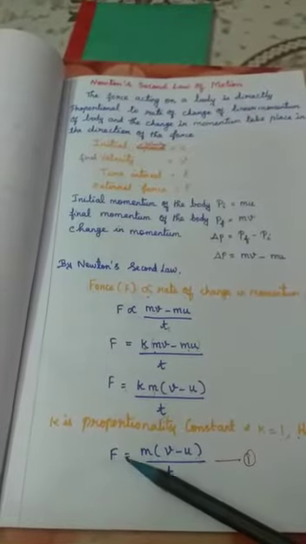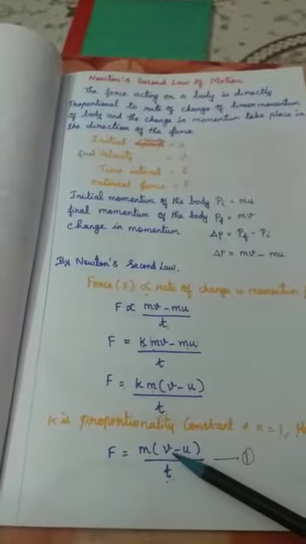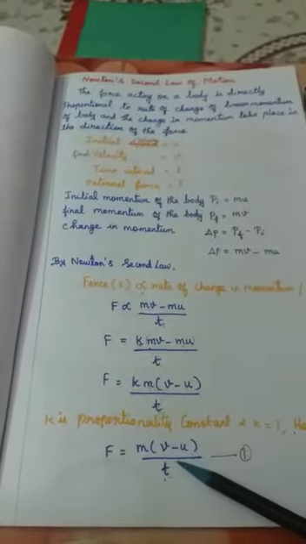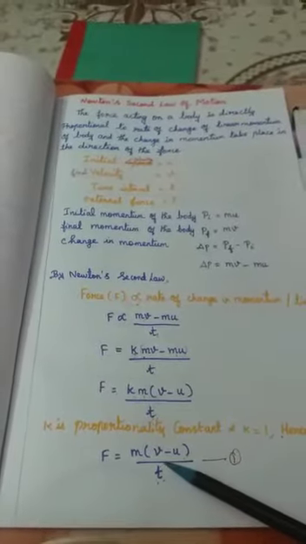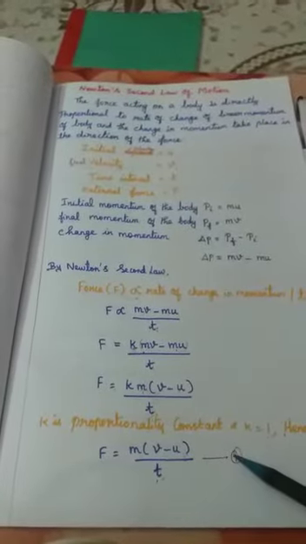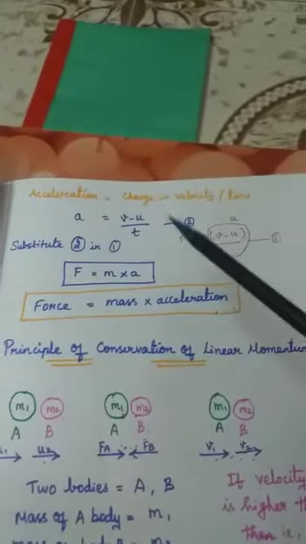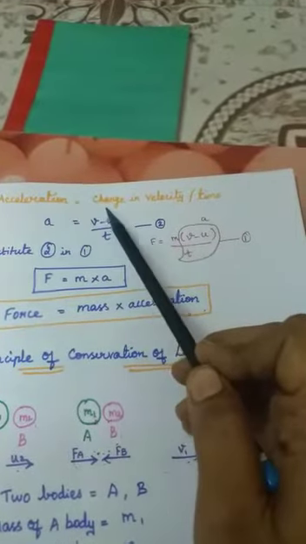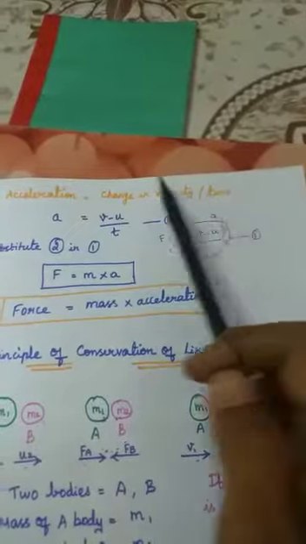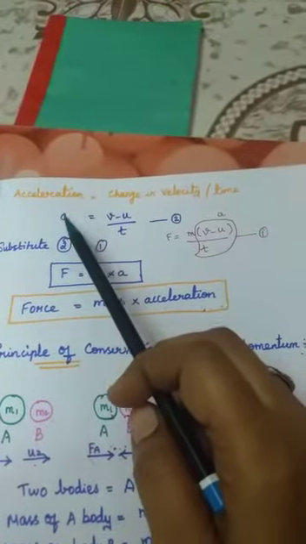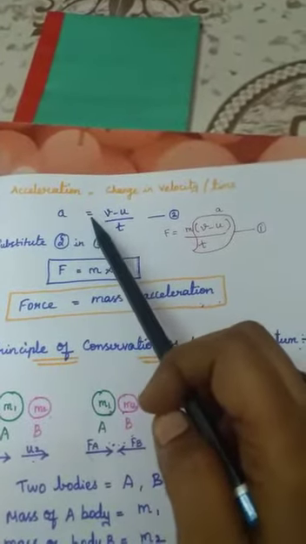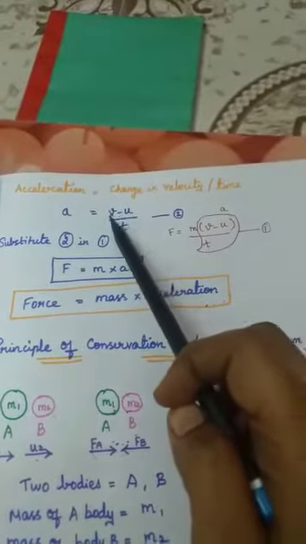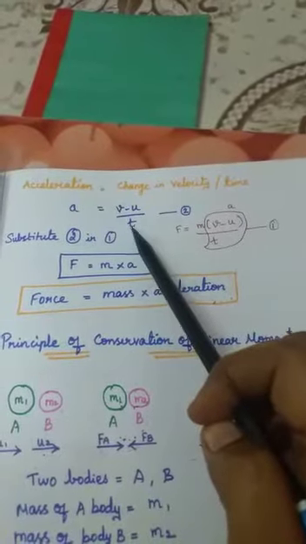That is, force is equal to mass into change in velocity divided by t. This is equation 1. And we already know acceleration. Acceleration means the change in velocity per time. Acceleration is denoted by the symbol a, and a is equal to the change in velocity, final minus initial, that is v minus u by time interval t.